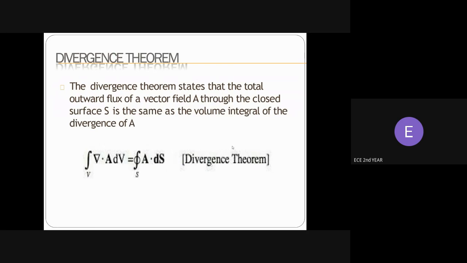Next, the divergence theorem. The divergence theorem states that the total outward flux of a vector field A through a closed surface is the same as the volume integral of the divergence of A. We will see the equation. Here you can see the left hand side and the right hand side. The left hand side is the volume integral of the divergence of a particular vector, that is del dot A. Since it is a volume integral, you have to put dV. This is equal to the surface integral of that particular vector, with the only condition that the surface must be a closed one. This is nothing but the divergence theorem.